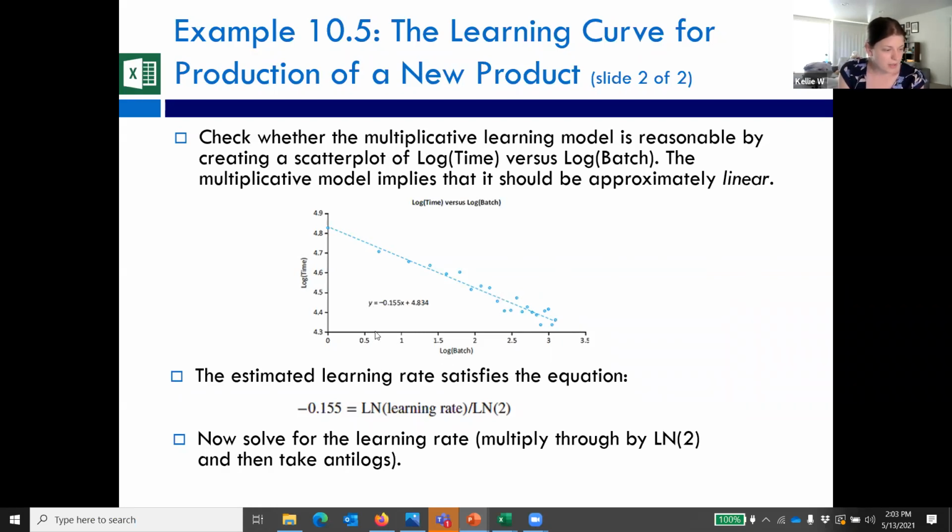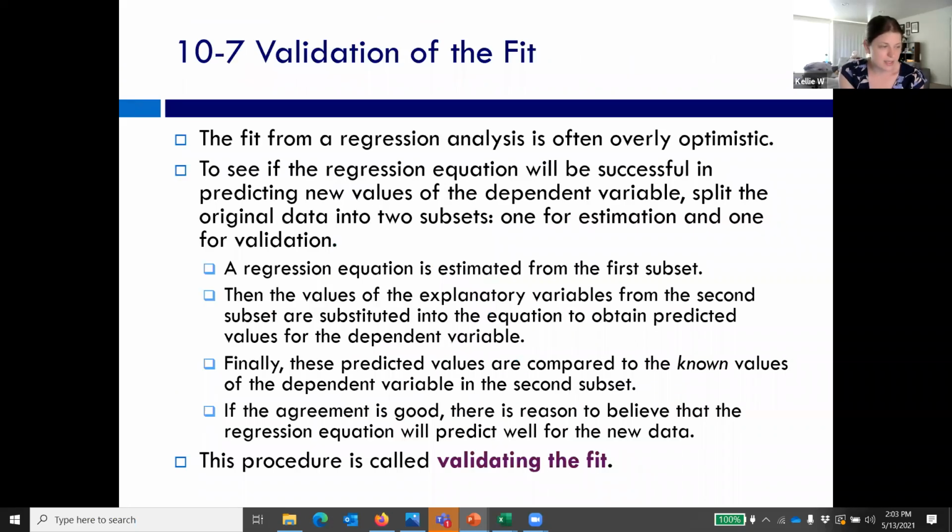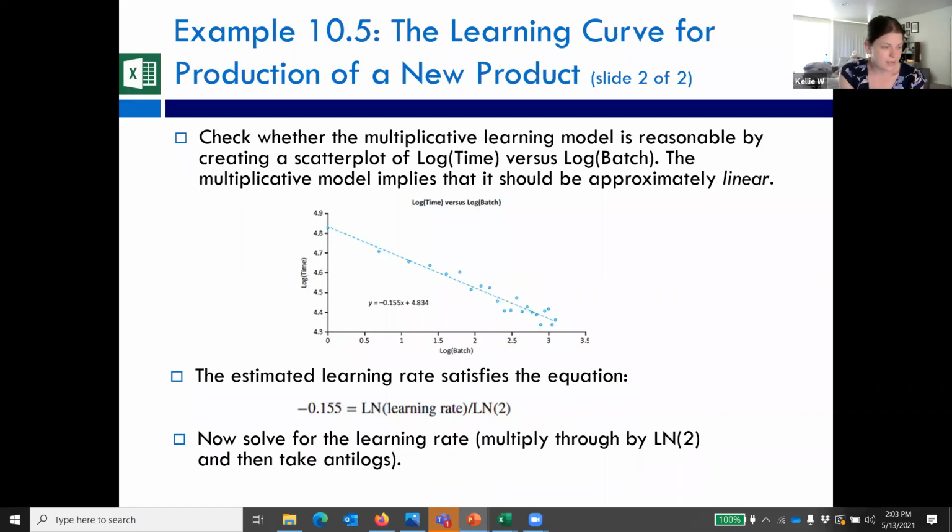When you run this, you can get your equation and then plug it into the formula and get the learning rate, which involves taking the anti-logs. Looks like they didn't do it here, but I might be able to tell you what it was. If we were to solve for the learning rate and take the anti-logs, it would be 0.898 or about 90%. So whenever you double production, the time to produce a batch decreases by about 10%.